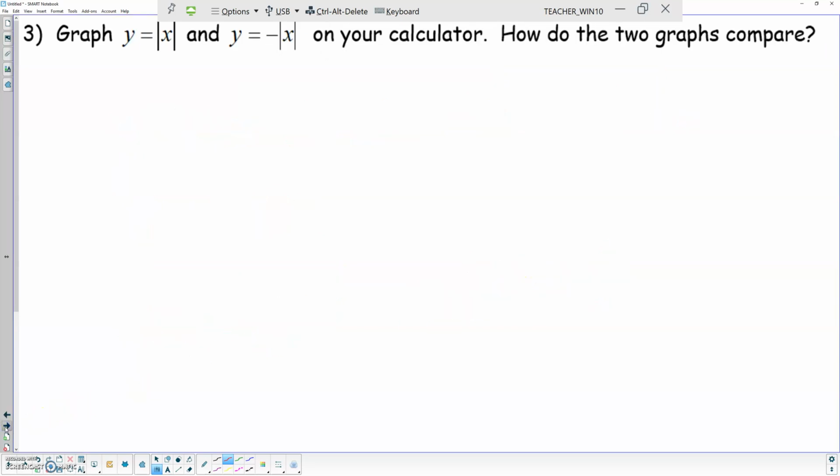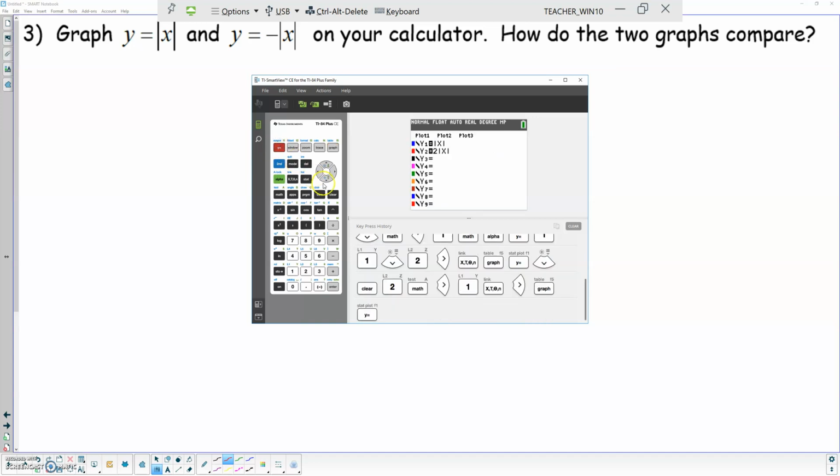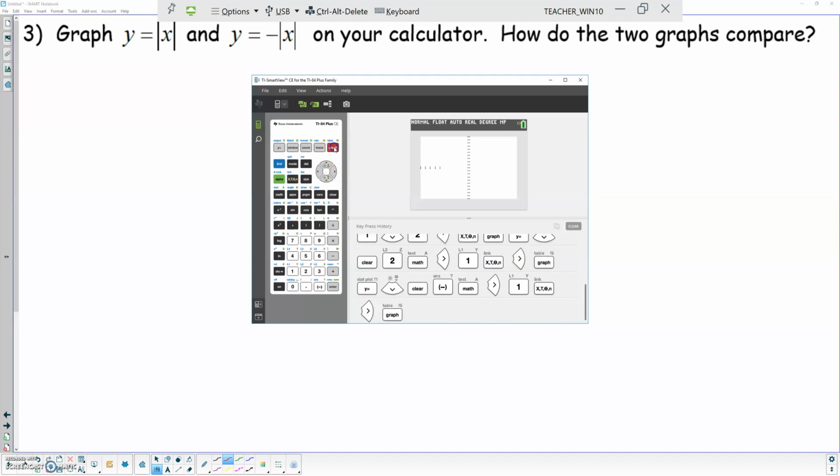Okay, last one to go over, we're going to graph y equals the absolute value of x and y equals -1 times the absolute value of x. Okay, so make sure you're using the negative button in your calculator. Okay, so there's my two equations. So in blue is the absolute value of x. In red is the negative absolute value of x.